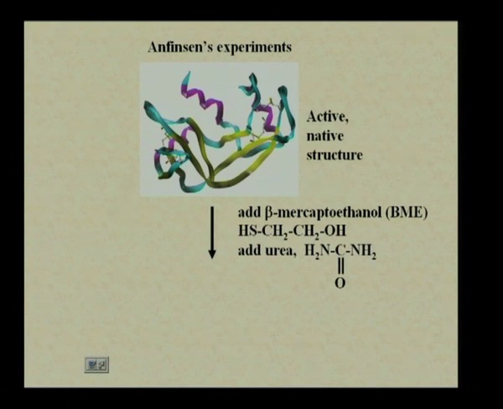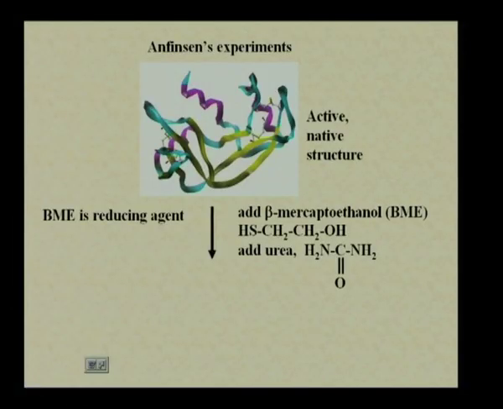Now, if you add beta mercaptoethanol to this, beta mercaptoethanol will reduce the S-S linkages to form SH. So, your cysteine S-S disulfide bond is now a cysteine residue over again.